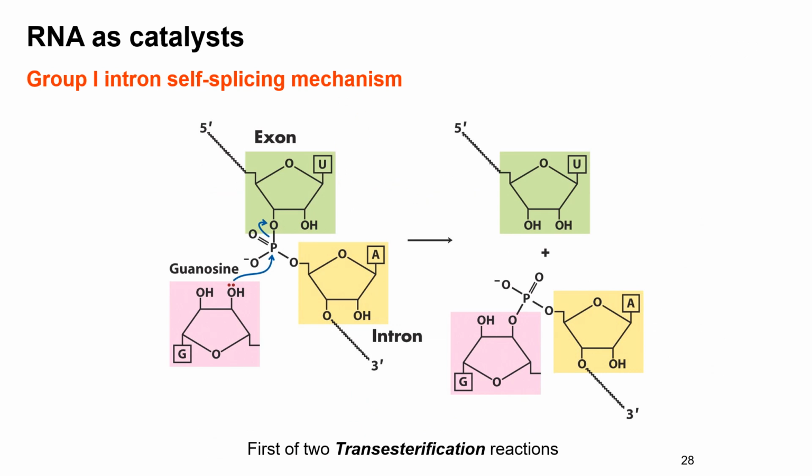On this slide, we have a clearer diagram to illustrate the mechanism of the first step of the two transesterification reactions. It clearly shows how the 3' OH group uses its lone pair to attack the phosphodiester bond. And now you release the 5' exon, which now has a free 3' OH that can then do the second nucleophilic attack.